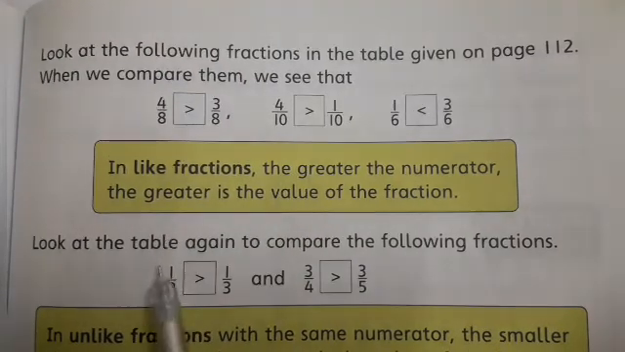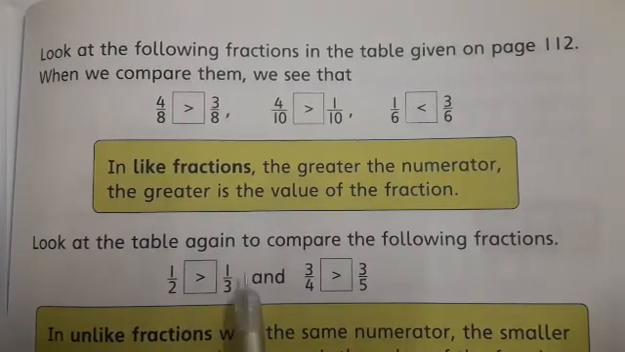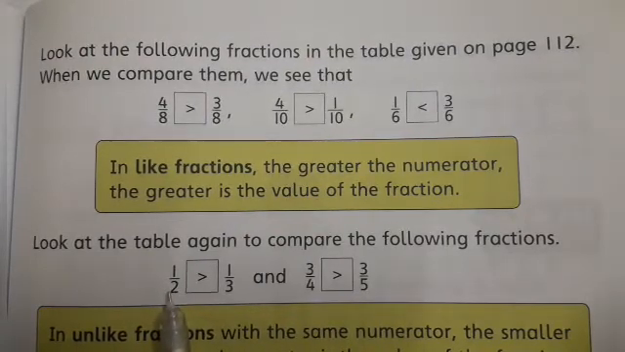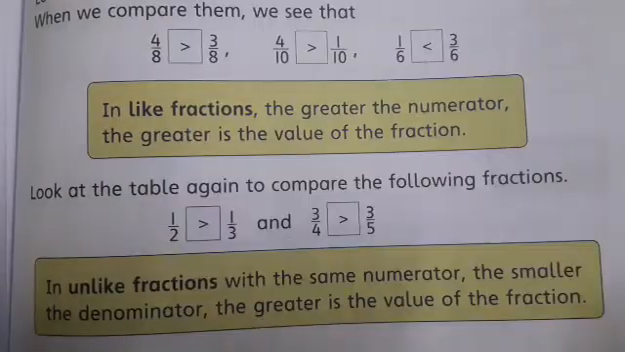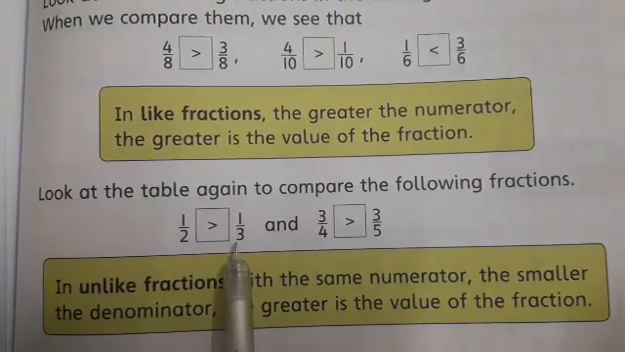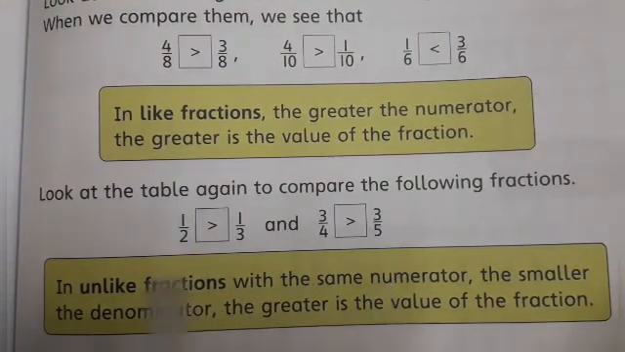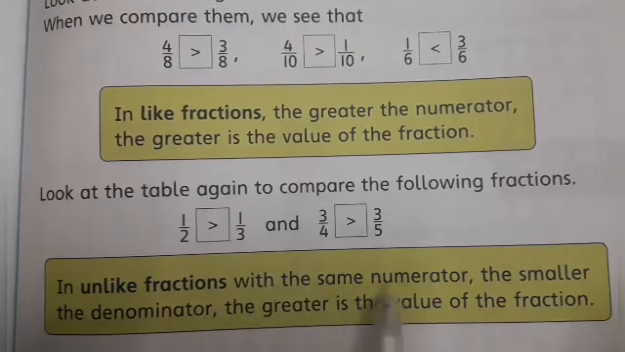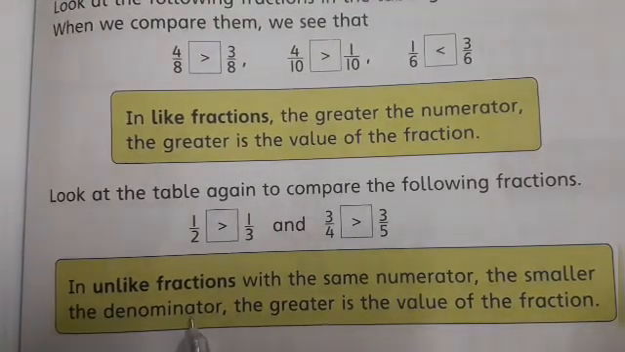Okay, and look at the table again to compare the following fractions: 1 by 2 or 1 by 3, and 3 by 4 or 3 by 5. So here you can see 1 by 2 and here 1 by 3. So student, as you know that the denominators are different, so this is unlike fraction. So in unlike fractions with the same numerator, you can see the numerators are same in unlike fractions. So the smaller the denominator, the greater its value.